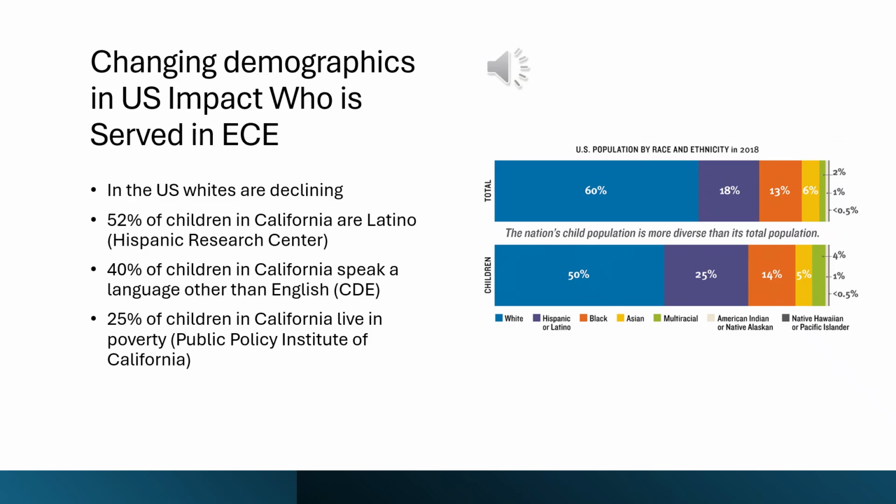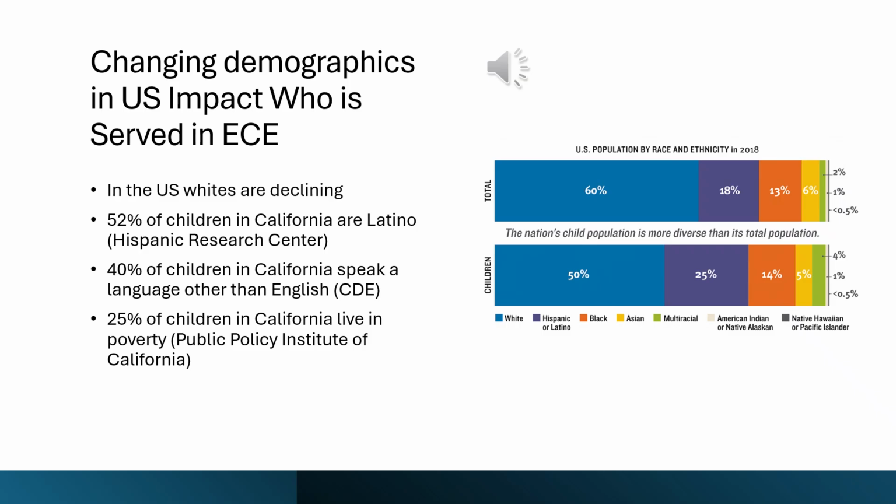So in the United States, this was back in 2018, so this was 7 years ago. So this is a little outdated, but reasonably close to now. So out of the total US population, about 60% of the population is white, but for children, only 50% is white. And we have about 25% of children who are Hispanic or Latino, 18% of the total population, and you can kind of see we're a very diverse country and we're becoming more diverse all the time.